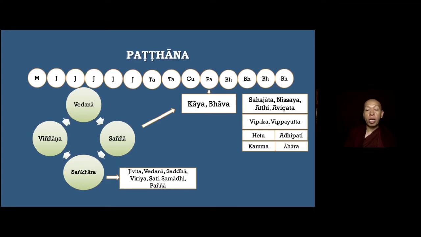Jivita, vedana, saddha, viriya, sati, samadhi, panya. Actually, vedana should be listed separately as the feeling aggregate. Anyway, I have already added it here. So these mental factors are called indriya, controlling faculties, or simply faculties.